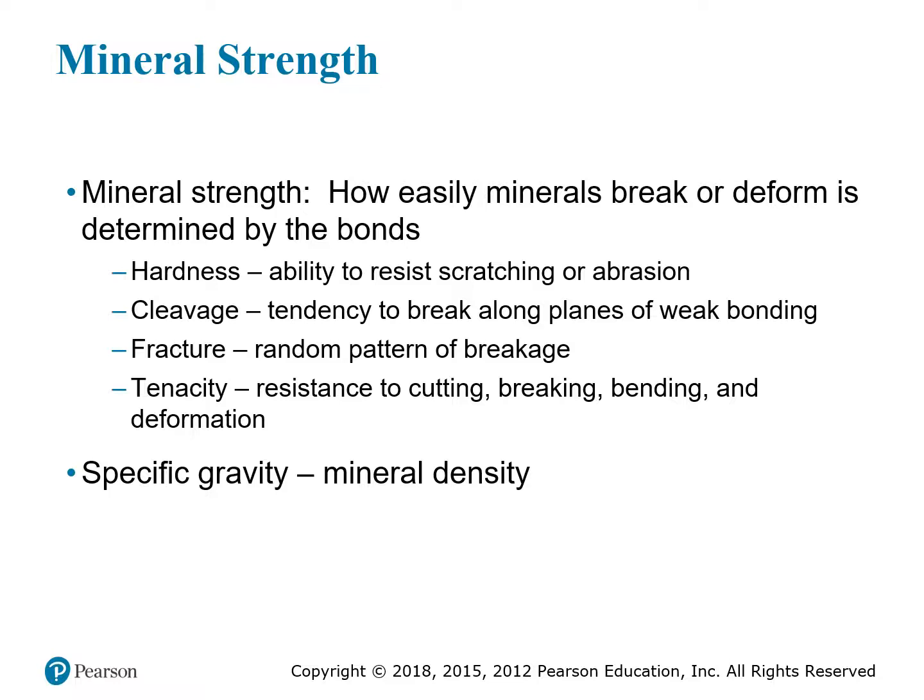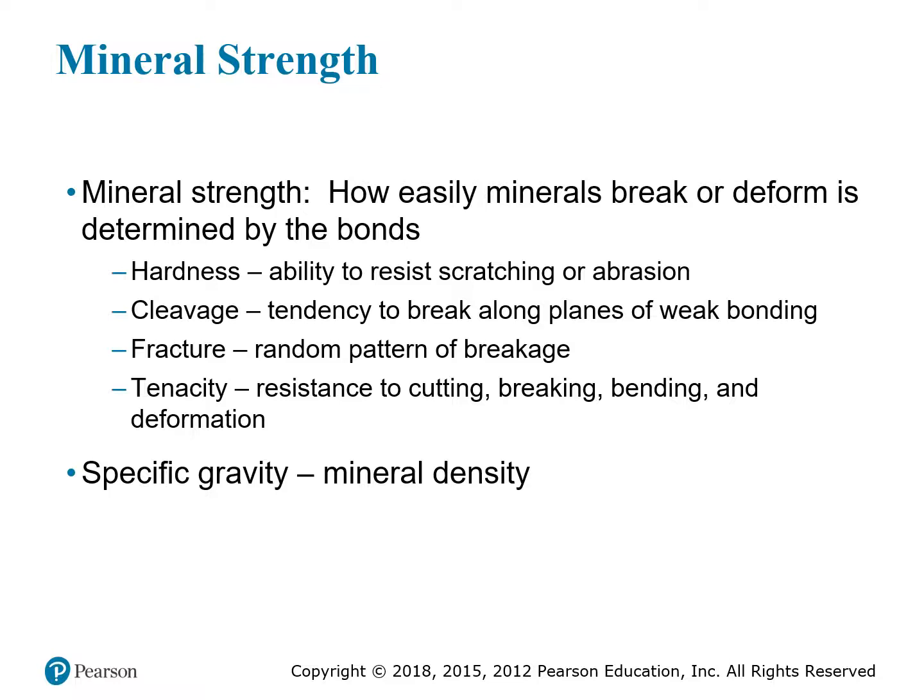As we probably all know, diamond is the hardest mineral naturally found in nature, and a substance like talc, which is a rock, would be considered one of the softest minerals. But there's also ways in which the atoms might be weak in one direction, and that's called cleavage, and that's the tendency to break along those planes of weak bonding. If a mineral does not have cleavage, then it must have fracture, which is a random pattern. But even that random pattern has certain characteristics that we can identify.